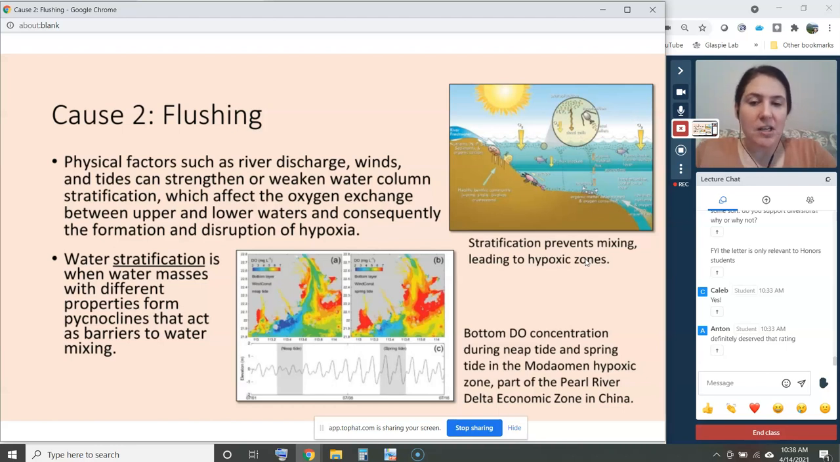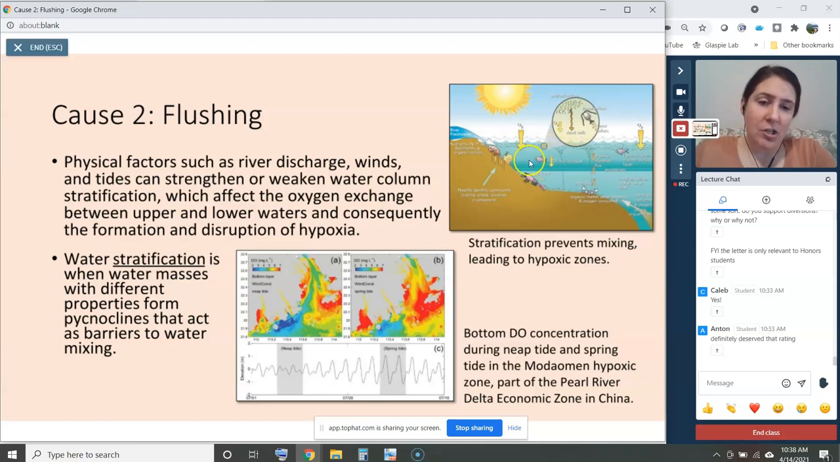Stratification is when water masses, specific layers of water, don't mix because they have different properties, different densities. There's a pycnocline there. We talked about pycnoclines earlier in this class, and that's where you have two bodies of water with different density qualities, and they resist mixing. When that happens, the water becomes stratified, and one of the things that doesn't get mixed is oxygen.